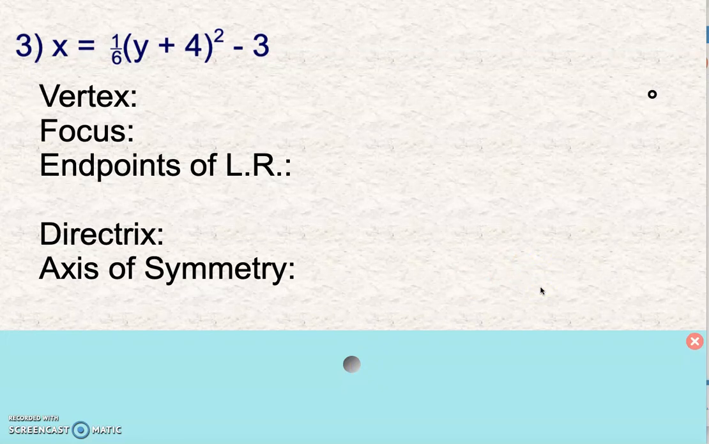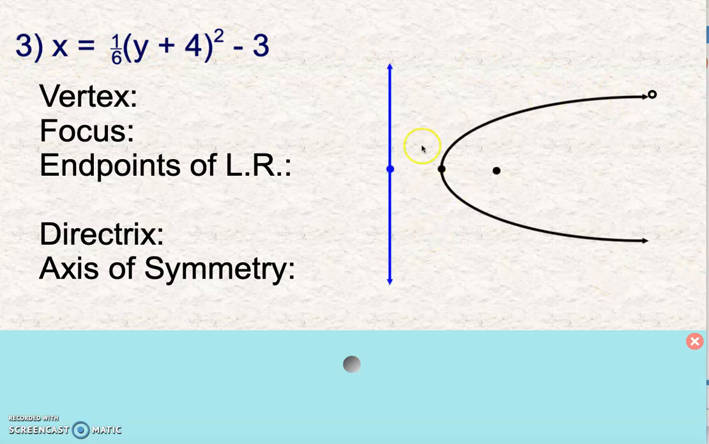Hey, welcome back. Hopefully you realized that something strange was afoot. This is not a y equals x squared. This is an x equals y squared. So that is a sideways parabola. So when you sketch this sideways parabola, hopefully you realize that it opens to the right. It opens towards the positive x's because this is a positive out in front.